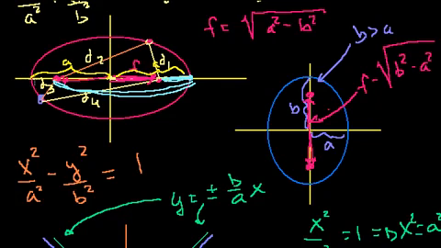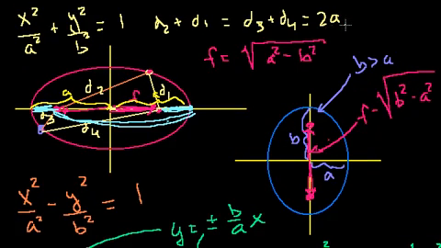Because this distance was the same as this distance. So this plus this is the same thing as this plus that, which is 2a, right? So the entire time, the constant, the sum of the distances to the two foci, was equal to 2a.